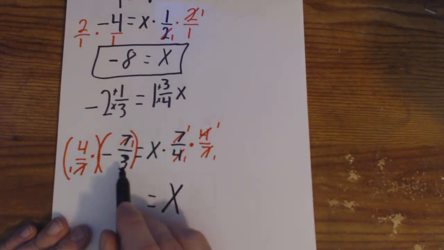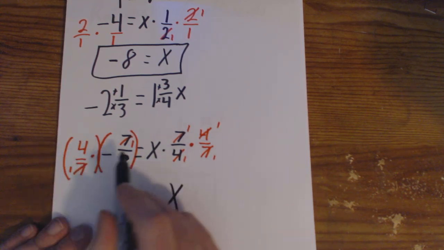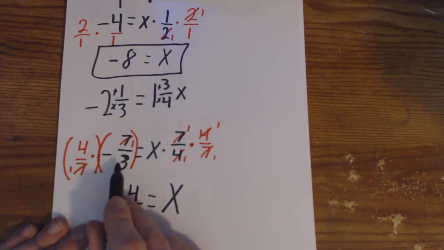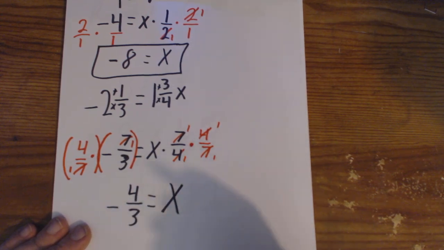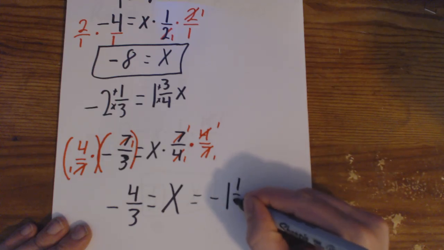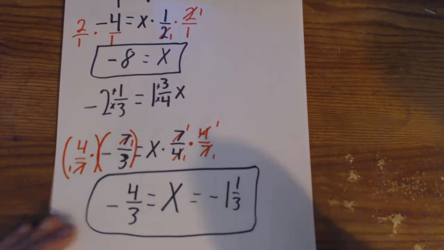Over here, 1 times 3. We're going to have a 3 on the bottom. 4 times 1 is a 4. Just like last time, a positive times a negative, our answer is going to be negative. X equals -4/3, or you could write this as negative 1 and 1/3 if you want to change it back into a mixed number. There you go.